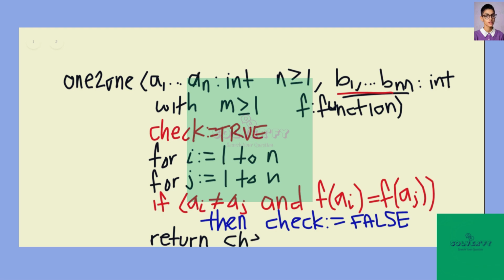And if at some point it finds out that it's not one-to-one, it will return a false for us.